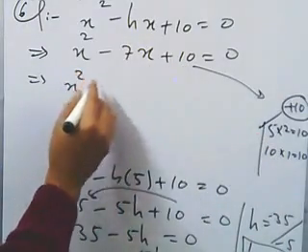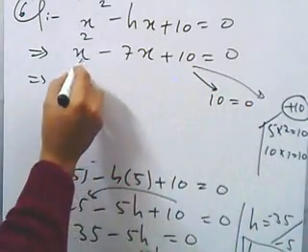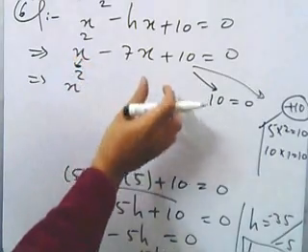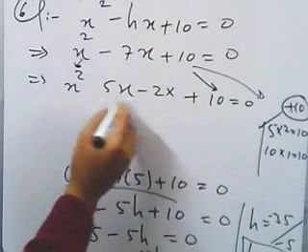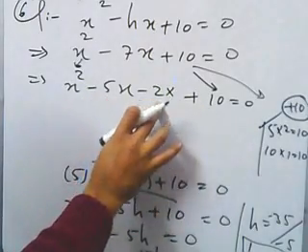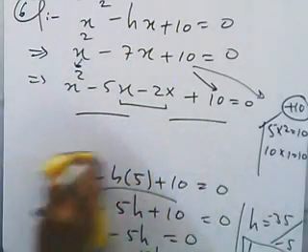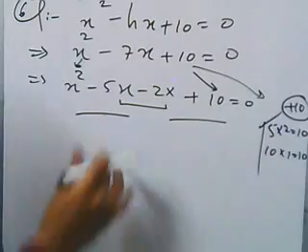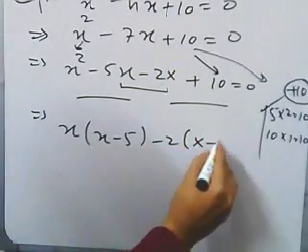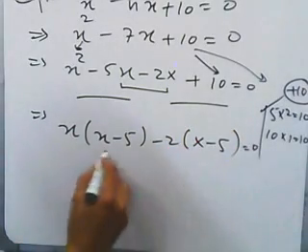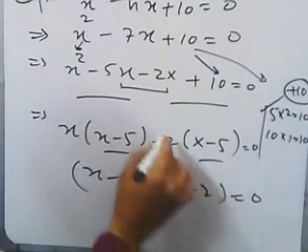So x square, and write down the same one, this one and this one. Only we have to make the factors, that is 5 twos are 10. So 5 twos are 10, minus 5 minus 2, it becomes minus 7. So make the pairs. So my dear students, after pairing you take common. x minus 5 is equal to 0. So x minus 5 you can also take common, so x minus 2 is equal to 0.